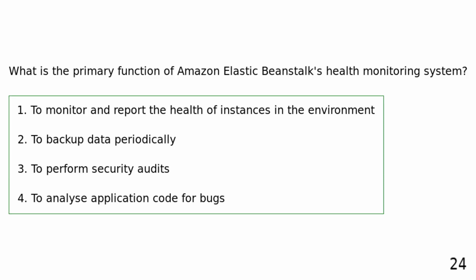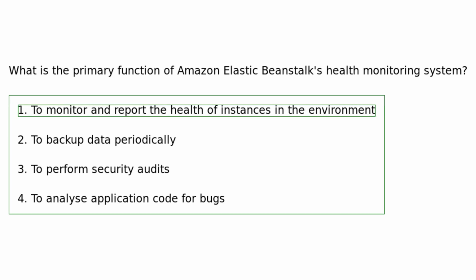What is the primary function of Amazon Elastic Beanstalk's health monitoring system? To monitor and report the health of instances in the environment. To back up data periodically. To perform security audits. To analyze application code for bugs. Elastic Beanstalk's health monitoring system checks and reports the health status of instances running in the environment.